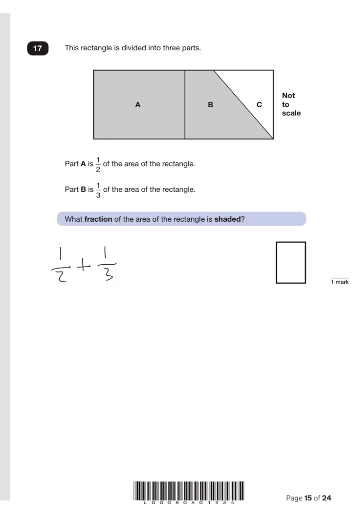So I need to add the 2 shaded parts to get the total shaded. So I'm doing a half plus a third, smile, and kiss. 1 times 3 is 3. 1 times 2 is 2. 2 times 3 is 6. 3 plus 2 is 5. 6 stays the same. So it's 5/6.